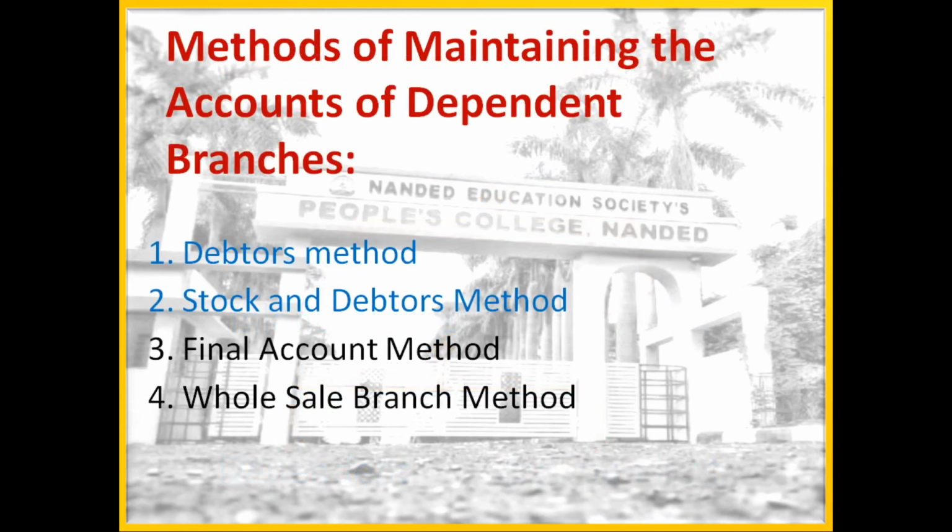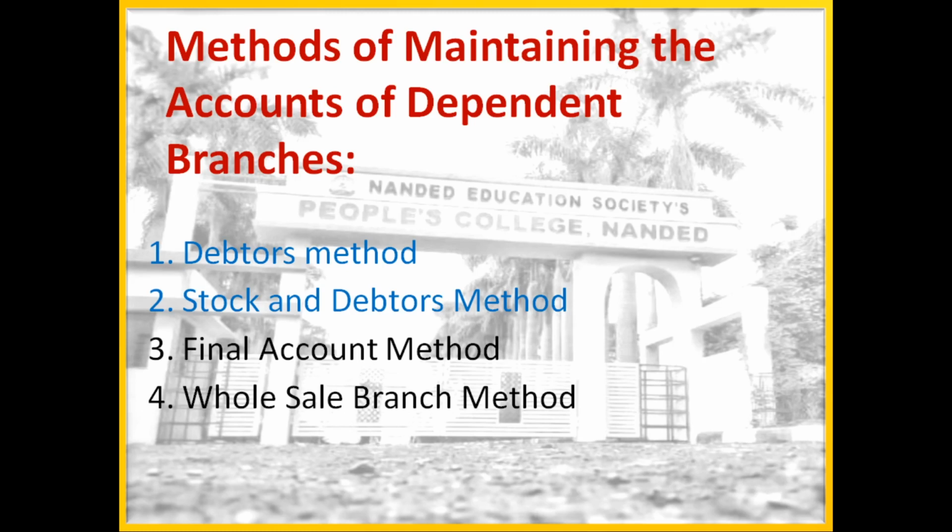The next part, methods of maintaining the accounts of dependent branches. There are four methods: debtors method, stock and debtors method, final account method, wholesale branch method. But we have only the first two methods for our syllabus, that is debtors method and stock and debtors method. The question is only asked in the examination on the basis of these first two methods. Then I am elaborating this.